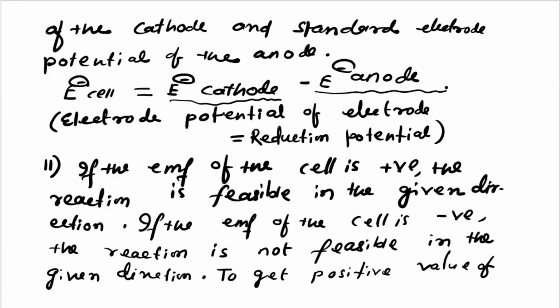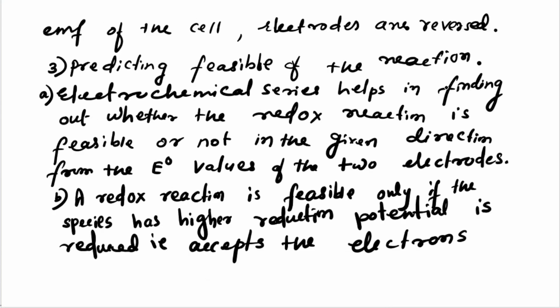That means the reaction is feasible in the proper direction. If the EMF of the cell is negative, then the reaction is not feasible in that direction, and to make it feasible, you should get a positive value of EMF. That means to get a positive value of EMF, the electrodes are reversed.